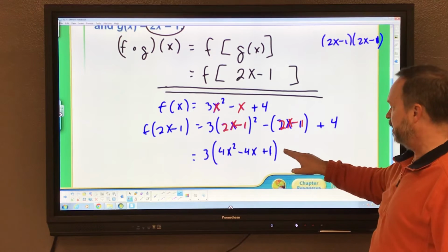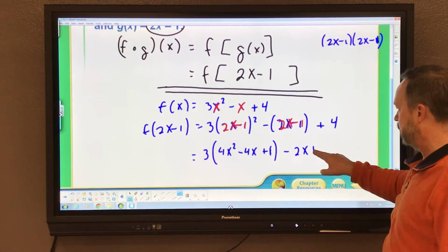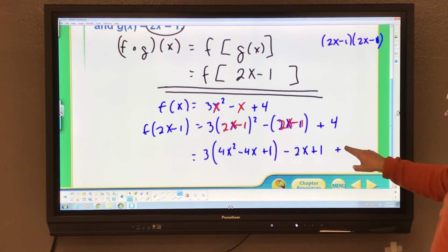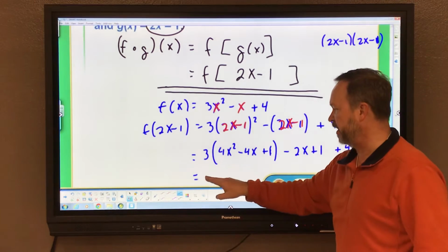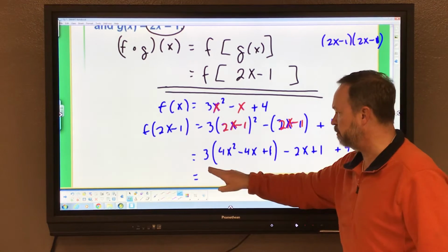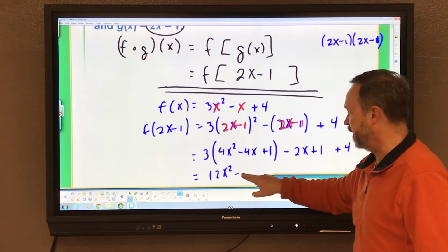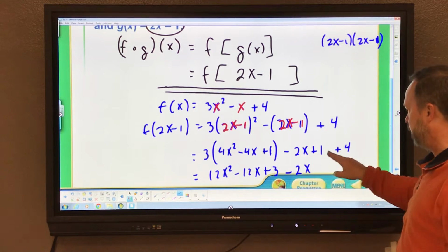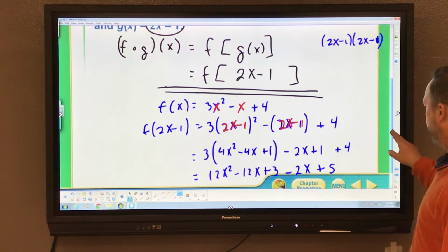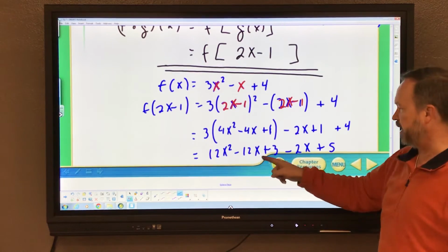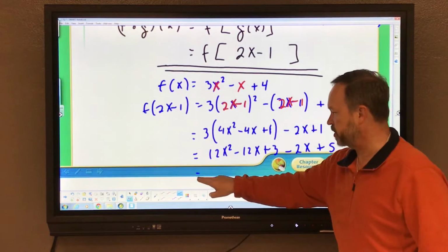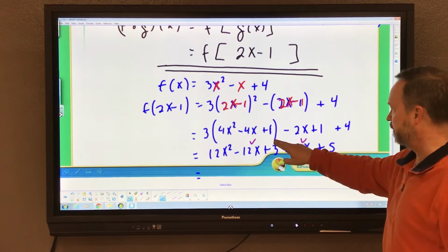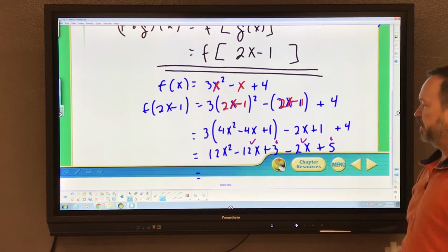I'm going to go ahead and distribute the negative here to the 2x and the minus 1, so I get the opposite signs, and then the plus 4. And so to finish this up, I would distribute the 3, which is 12x squared, minus 12x plus 3, minus the 2x, and I'm going to put those two together, make them 5. And then the last thing I have to do is collect these like terms. And so you can see, for example, that these two are alike, these two are alike, and so I could put them together.